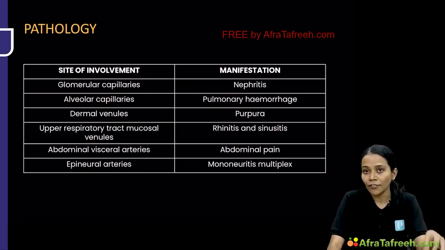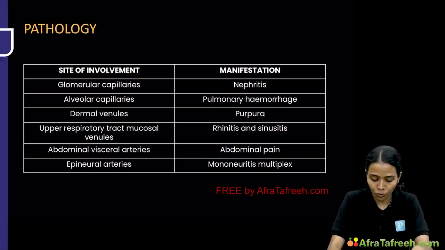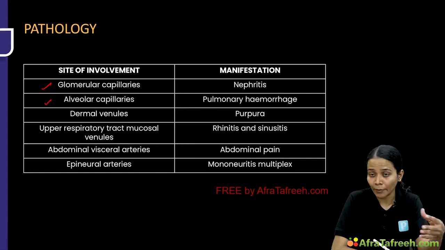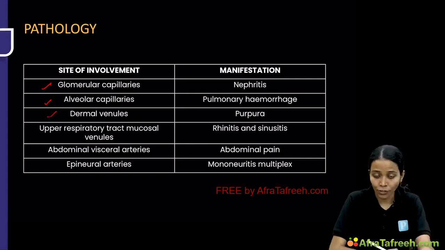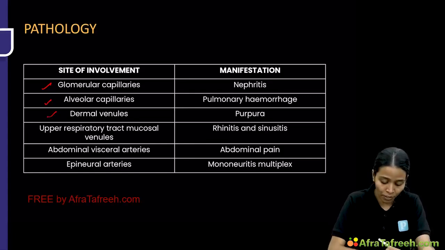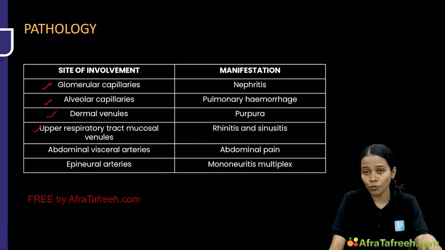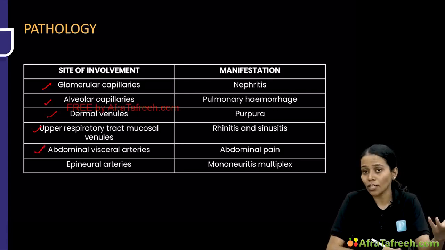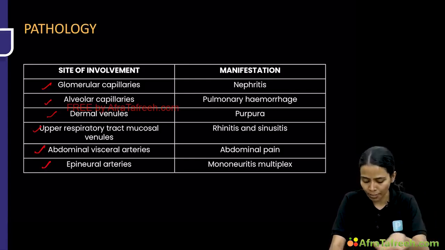Now, if this involves glomerular capillaries, you call it nephritis. If it involves alveolar capillaries, there's going to be pulmonary hemorrhage. Dermal venules, it's going to cause purpura. Upper respiratory tract mucosal venules, it is going to cause rhinitis and sinusitis. Abdominal visceral arteries, it's going to cause abdominal pain. And epineural arteries, it is going to cause mononeuritis multiplex.